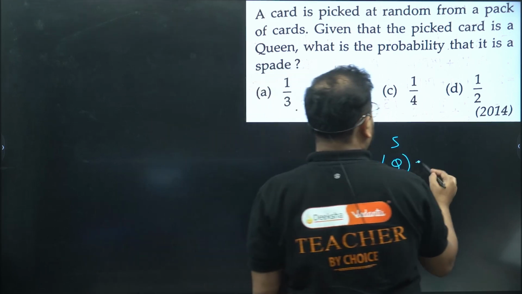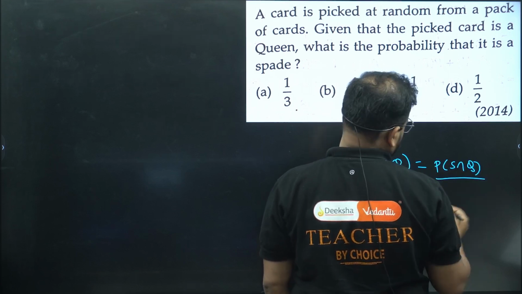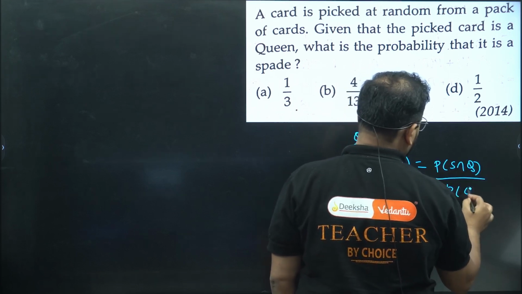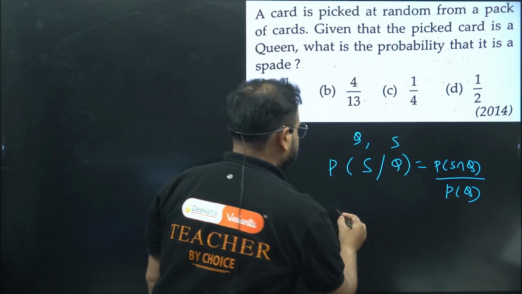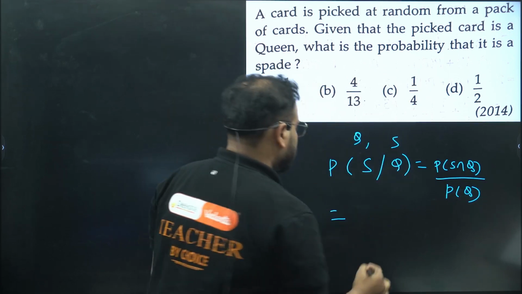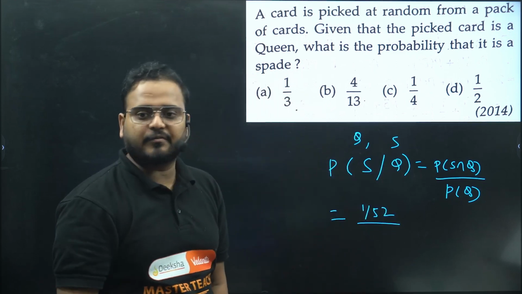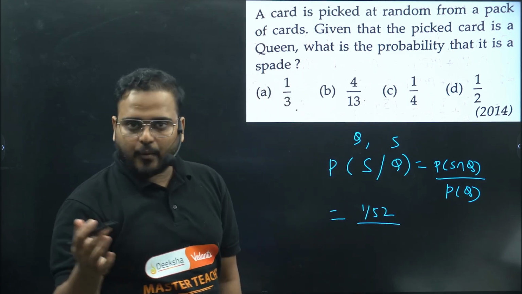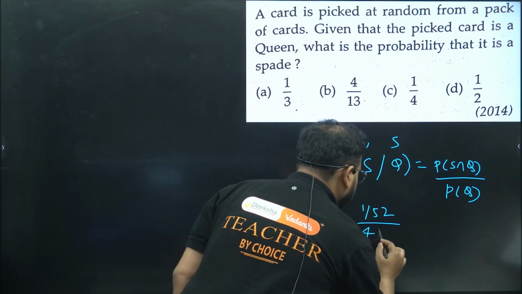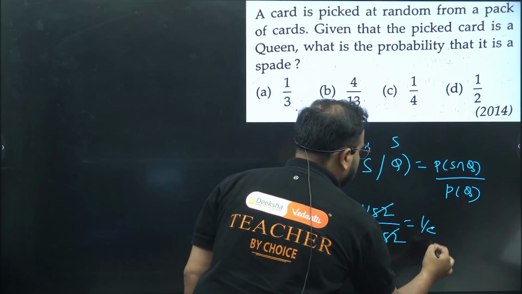So I have this value as the intersection of spade and queen divided by P of queen. That's it, right? Spade and queen intersection, how many cards are like that? Only one card. So 1 out of 52. A queen of spades is what, sir? Only one card, right? So 1 out of 52. And the probability of getting a queen is what, sir? 4 by 52. Cancel, cancel. The answer will be simply 1 by 4.